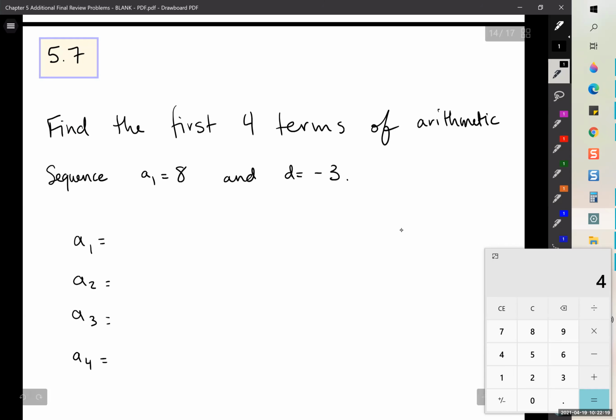The first one was given to us, that's kind of given away, 8. And then each term you add negative 3, so 8 plus negative 3 is positive 5. Positive 5 plus negative 3 is positive 2. Positive 2 plus negative 3 is negative 1.